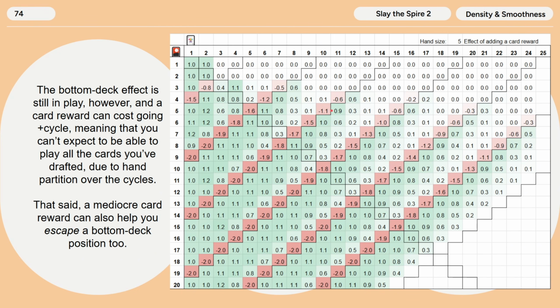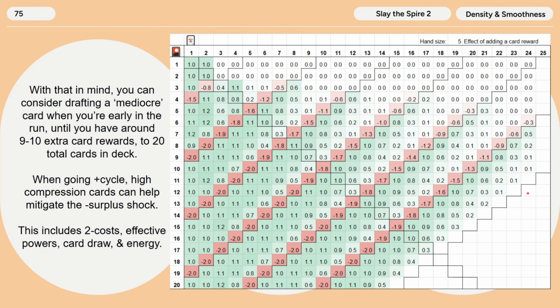When a card reward would cause you to have an extra turn and go plus on the cycle, you can't expect to be able to play all the cards that you've drafted due to the hand partitioning over all of those cycles anymore. That said though, even though a drafted card can reduce your surplus, once you do have a deck of 26 cards or 31 cards or 36 cards and you are in that bottom deck position, mediocre commons can also improve your hand and improve your surplus quite substantially. This is also where you get the biggest improvement. So after the shock comes the biggest improvement.